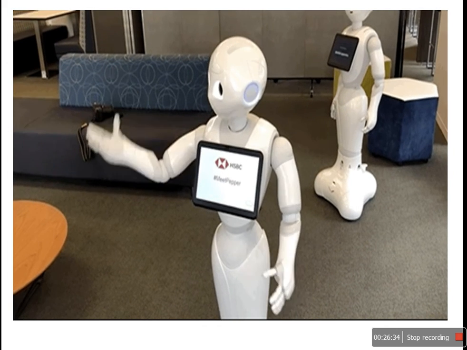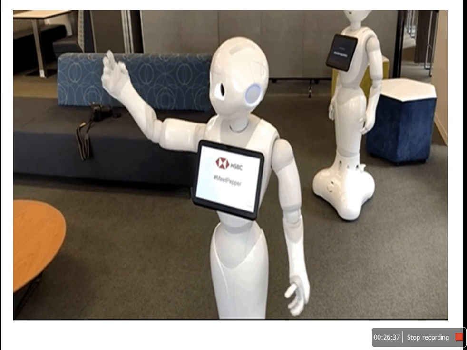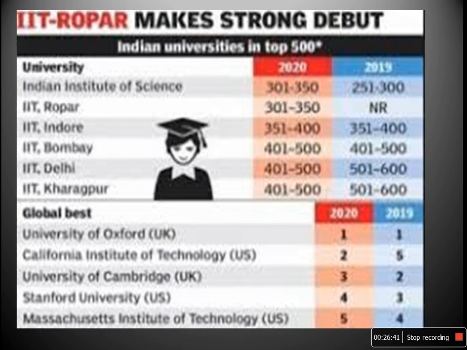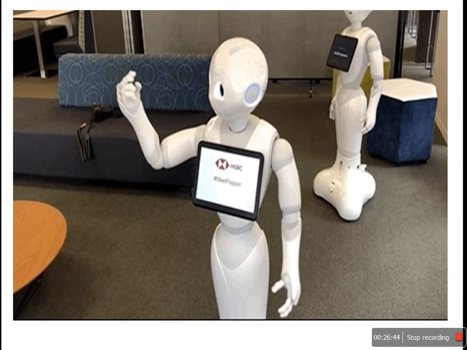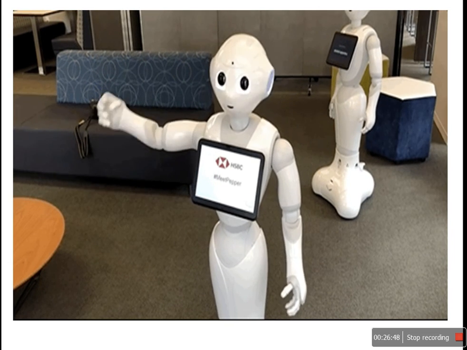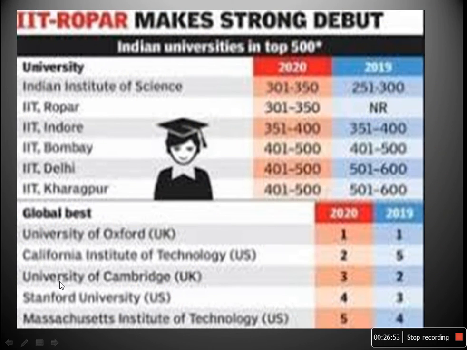So we will discuss some general things also. This is the robot. Presently we are using this robot for COVID-19 sanitization and sterilization purposes. Most of these robots are designed by IIT Ropar, which is in Punjab. In world ranking, IIT Ropar is placed in the 301 to 500 range of top institutes.